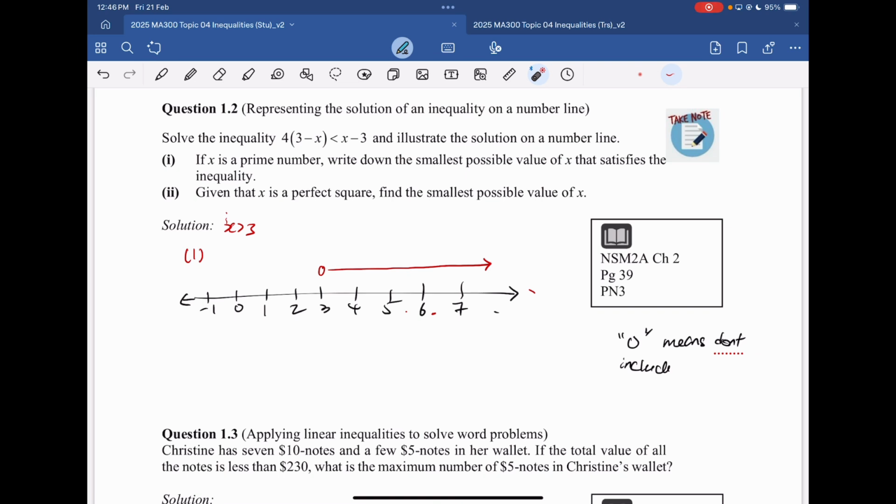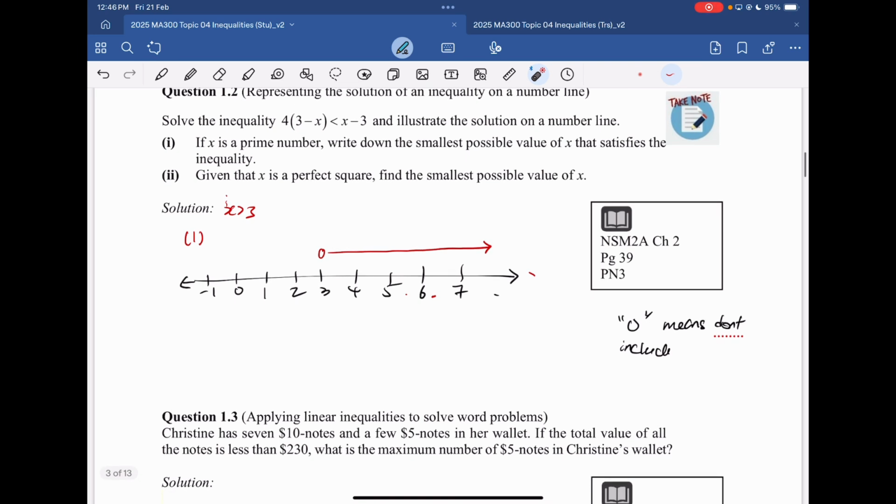If x is a perfect square, what does it mean? 1 squared, 2 squared, 3 squared, 4 squared. Okay?